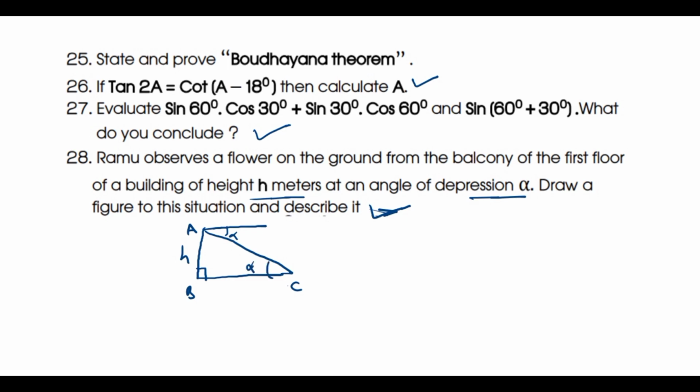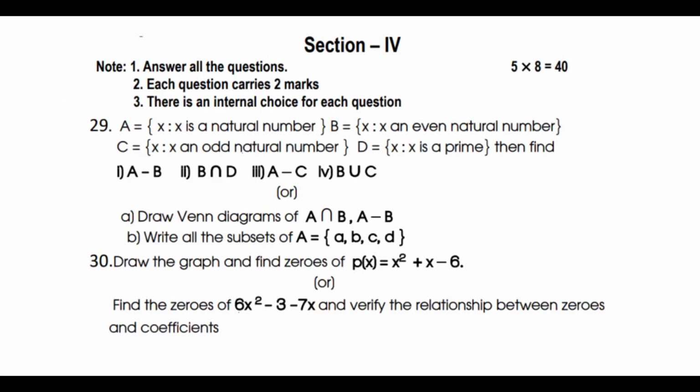Many model papers I have discussed how to write this one. And here is the last section, a very important section, the 8 mark questions. In this section we have 5 questions, 5 eights are 40, and each section has an internal choice. You can see on my screen the first question, it is from sets.